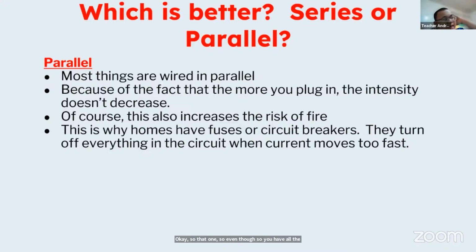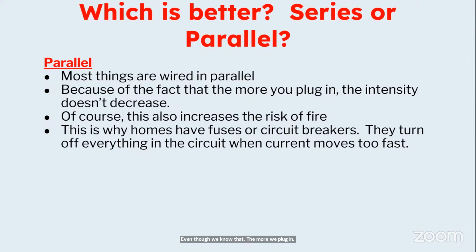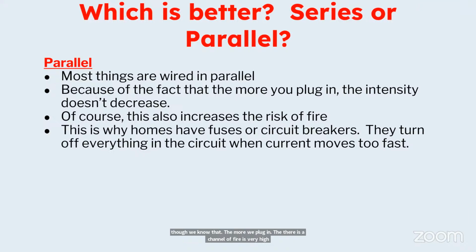So even so you have all the wires on your ceiling, everything to show the light, the lamp, the light, the TV here and there. Even though we know that the more we plug in, the chance of fire is very high. However, we have a fuse and circuit breaker in the house. This is used to protect us or to prevent fire in a parallel circuit.